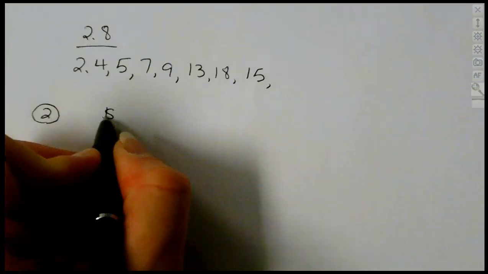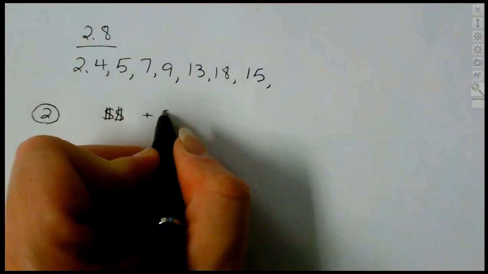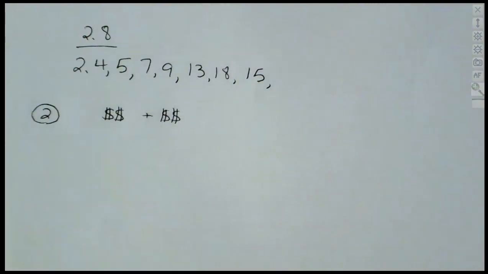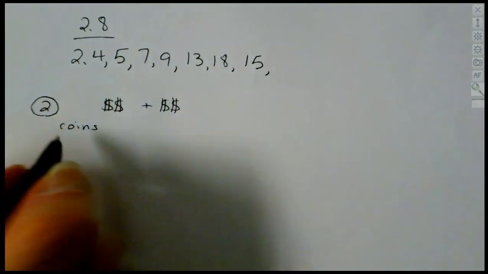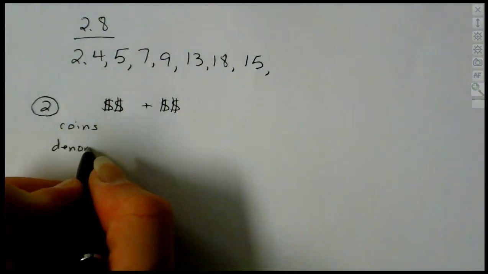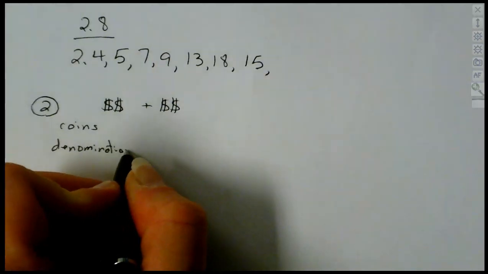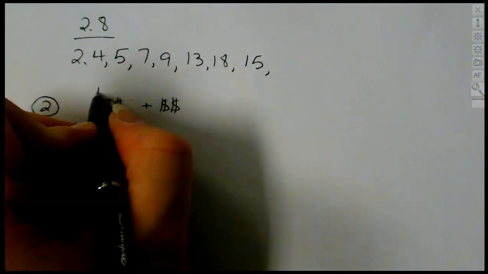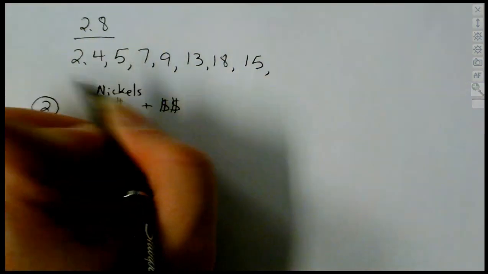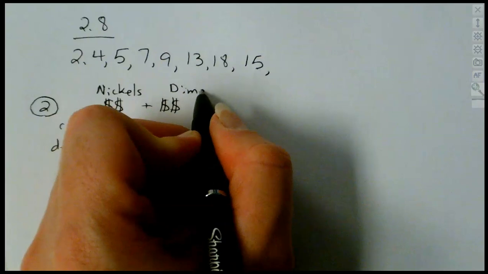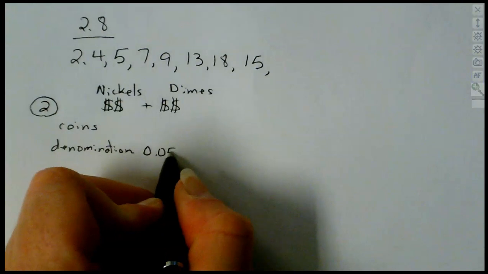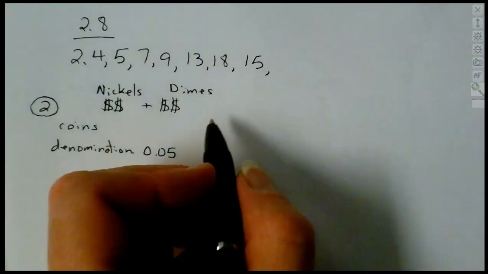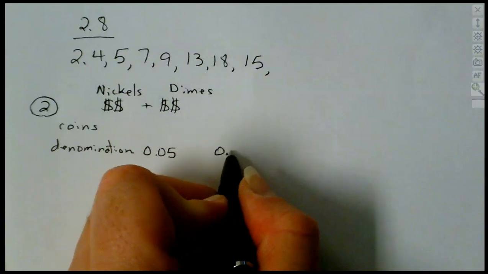So let's think about what we've got. Okay, we've got 2 types of coins, and each of these coins has a denomination. So we've got coins, so this is going to be the number of coins. This is the denomination. So we've got nickels, and we've got dimes. And the nickels are going to be worth 5 cents, so that's 0.05. Dimes are going to be worth 10 cents, so that's 0.1.